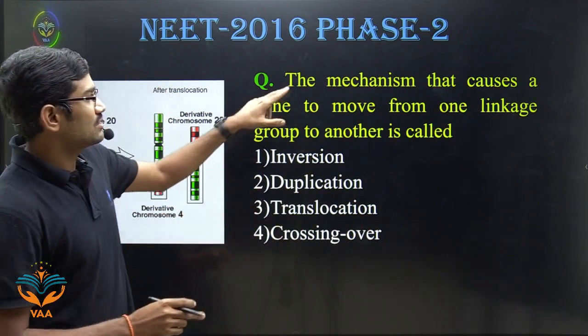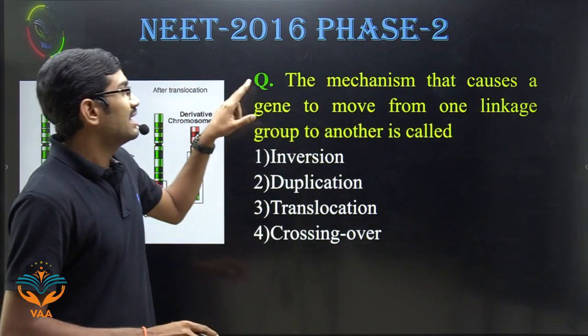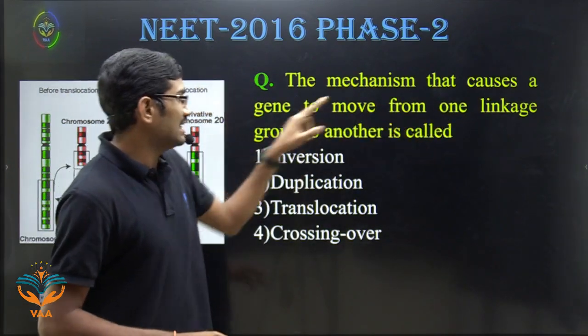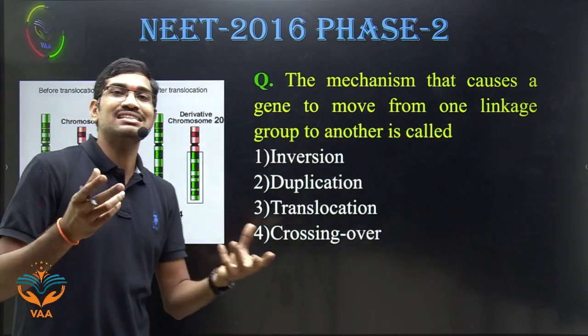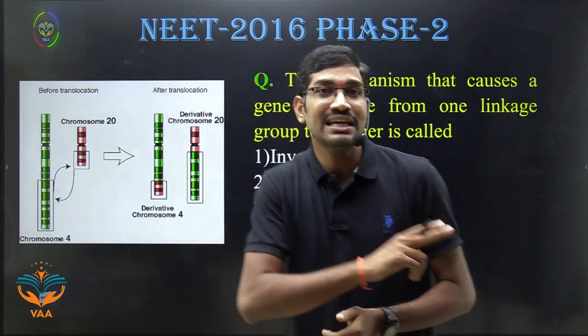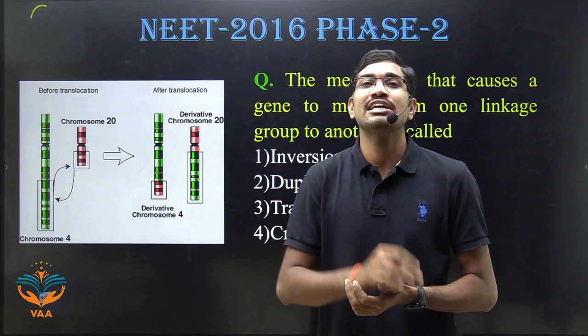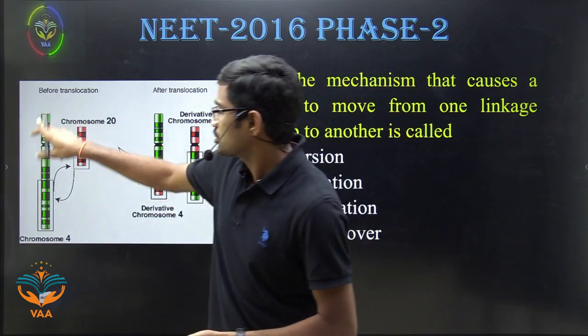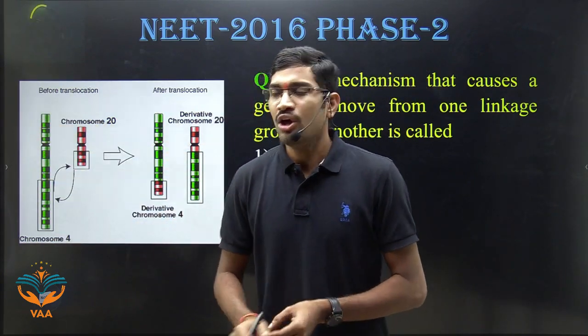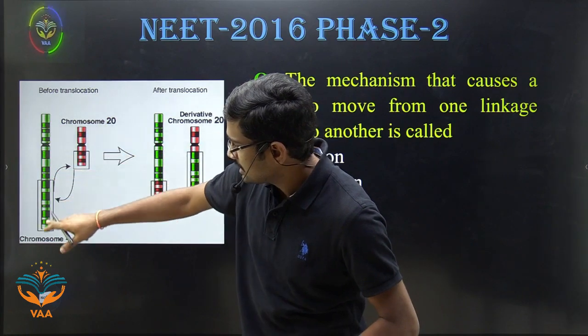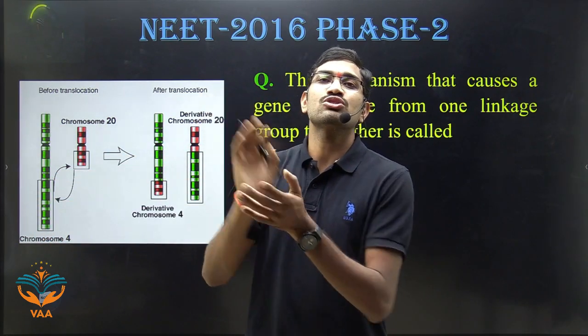Understood or not? So the mechanism that causes a gene to move from one linkage group to another. So what does linkage group mean? Here instead of using the term chromosome, they are using another term called linkage group. What is a linkage group? Suppose you are taking chromosome number 4. All the genes present in this chromosome will form one linkage group.